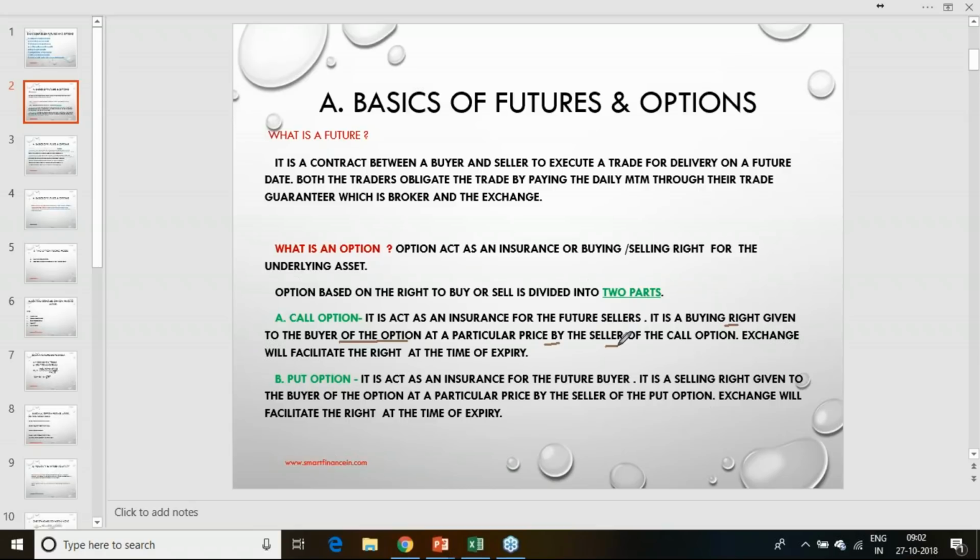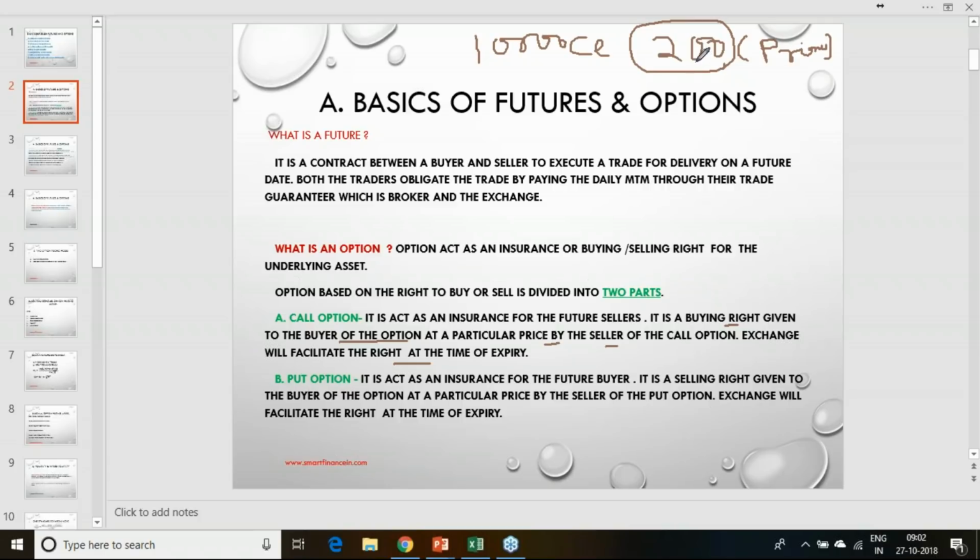Who has given that right? The seller of the option. So the exchange will facilitate that right at the time of expiry. Imagine you have bought one 10,000 call option at 200 rupees. This 200 rupees is known as the premium of the option. This is the premium you have paid to buy this option.